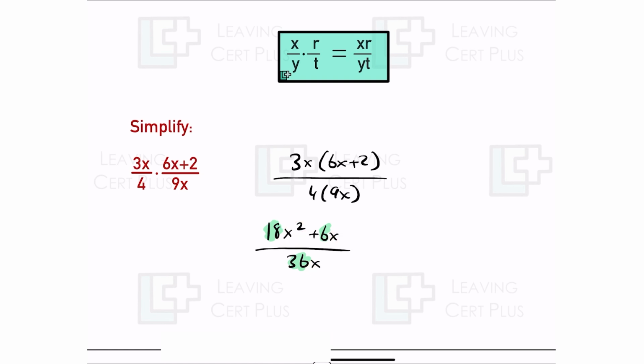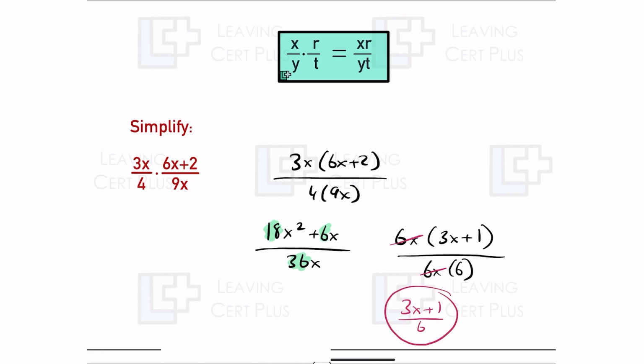So we could take out a 6x here on top and bottom. Taking out a 6x, we're going to get 3x plus 1. And on the bottom, if we take out a 6x, we're going to have 6. But as I said, don't worry too much about the simplification. We just want the main processes, multiplication and division, taken from this. But if you simplified there, 3x plus 1 over 6 would be your answer. I'd like you to try these two examples.